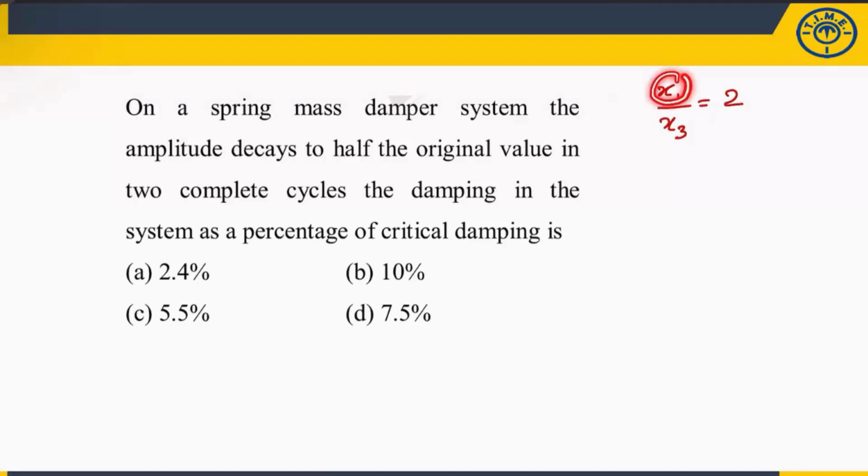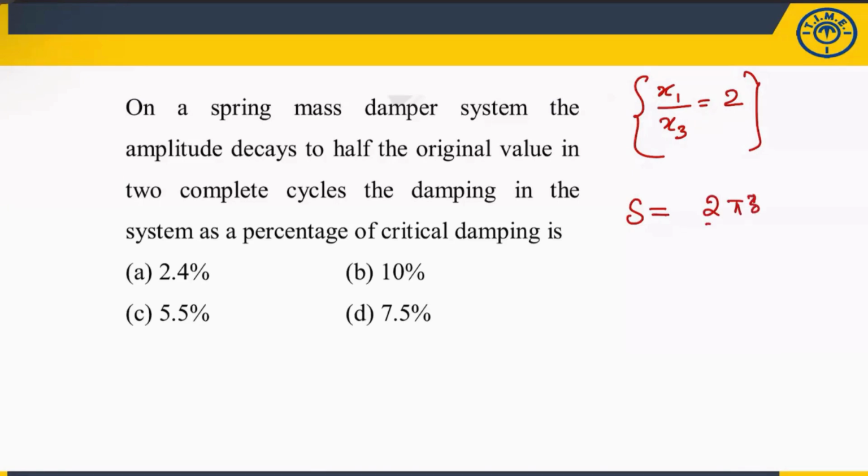For example, this is the initial amplitude. After 2 complete cycles, that means x1 to x2, x2 to x3, it will become half. So x3 will become half of the original. So x1 by x3 is given as 2. Okay, I have given you the hint. Now you can tell me the value of percentage of critical damping. That means you have to calculate the value of zeta in terms of percentage. Try to attempt. You already know the relation of logarithmic decrement, yes or no?